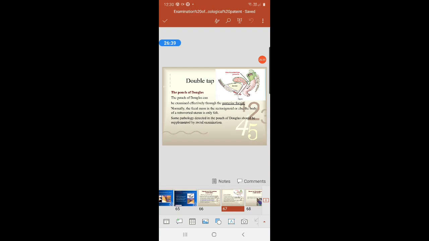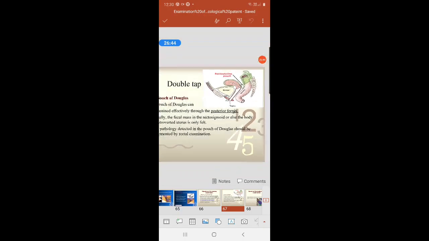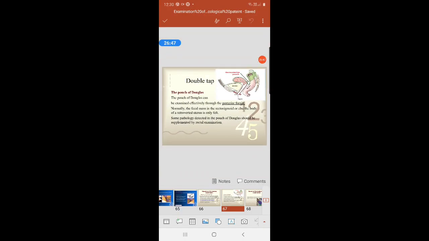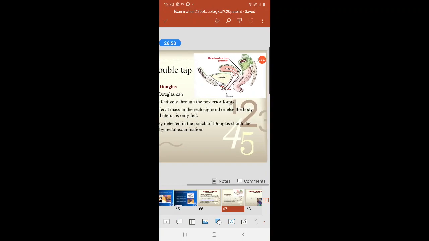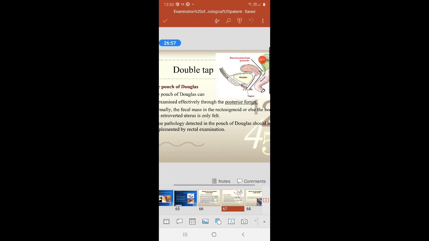Next is about the pouch of Douglas palpation. The pouch of Douglas can be examined effectively through the posterior fornix, that is from the behind side. We have to press all our fingers, internal fingers. Normally the fecal mass in the rectosigmoid or else the body of the retroverted uterus is only felt.